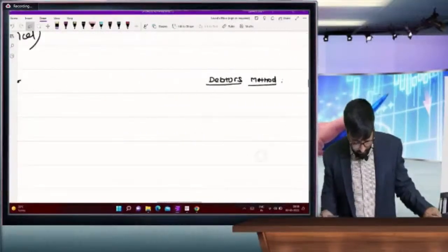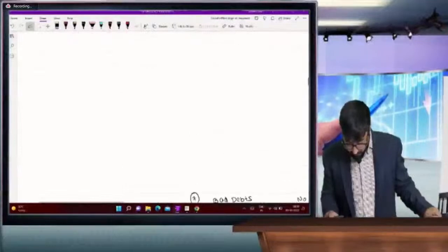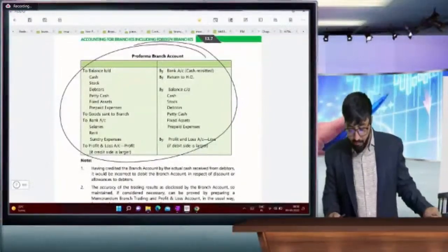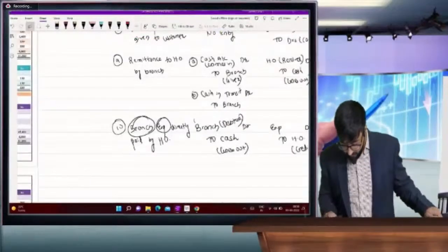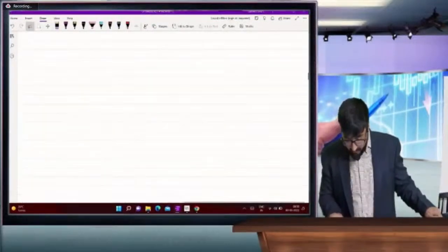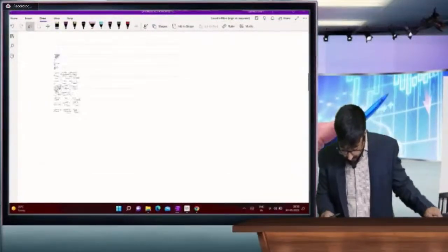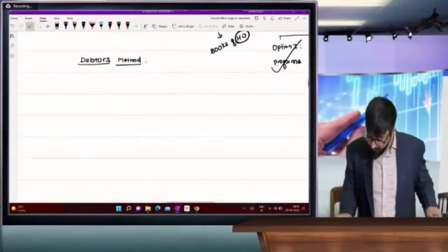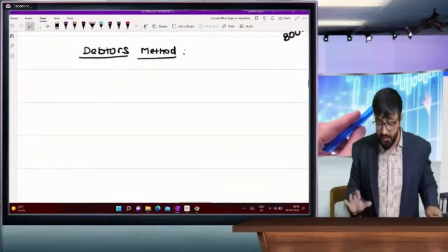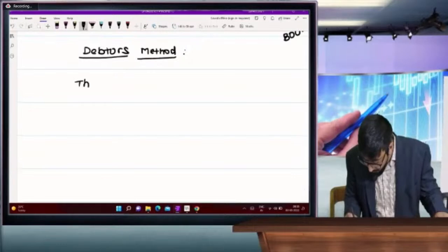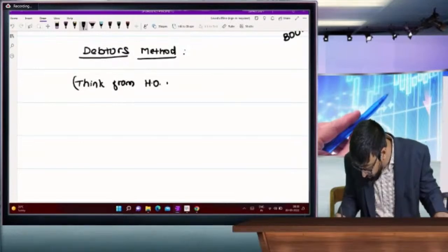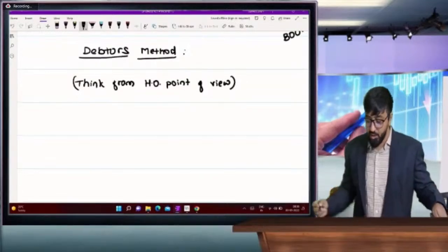So let's start. Now I'm giving you some steps. What were the steps? Write down debtors method. You have written debtors method. Write down: think from HO point of view, or HO angle.